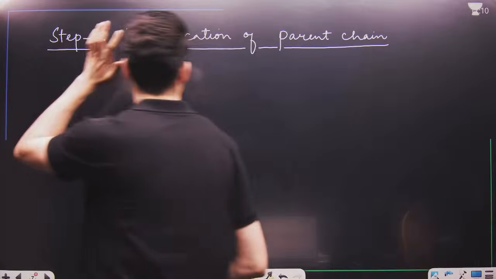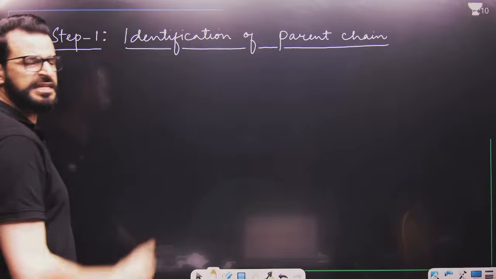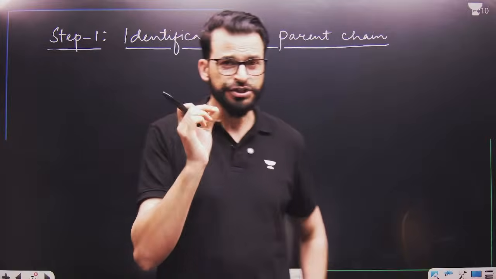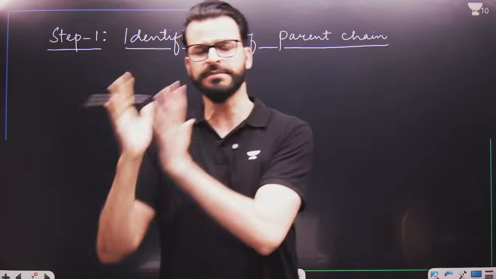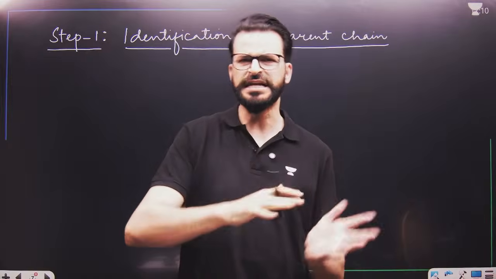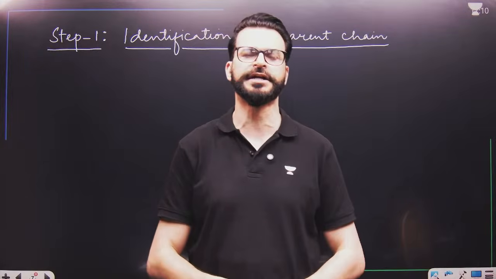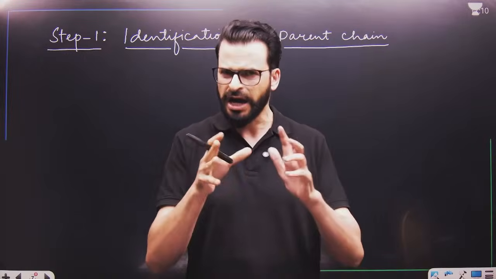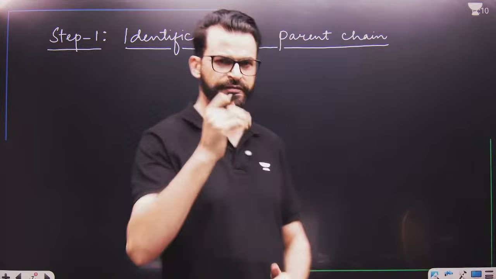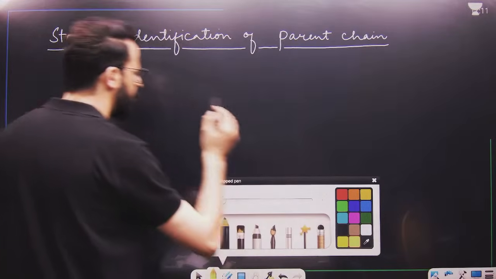Come on, have a look. How to identify a parent chain? Simple. You have to select that chain as parent chain which contains maximum number of multiple bonds, maximum number of functional groups, maximum number of carbon atoms, maximum number of substituents. Now the question is how to select this. For that you have to follow this order.